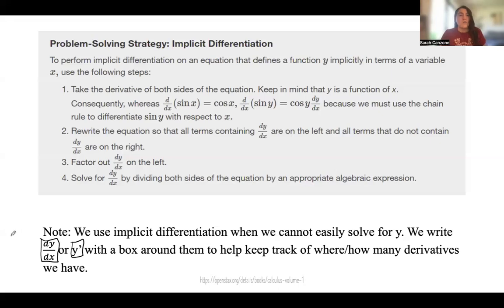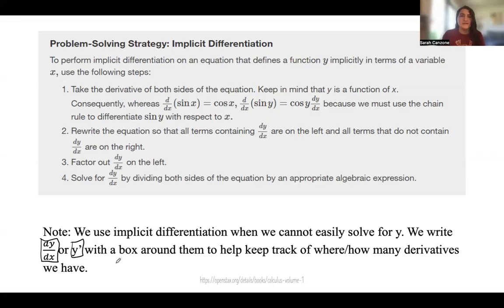All right, so we are talking about a topic called implicit differentiation. Before I get into this whole problem-solving strategy, I just want to briefly introduce this idea of implicit differentiation. So I'm going to start with this little note down here, and then I'll get into the problem-solving strategy.